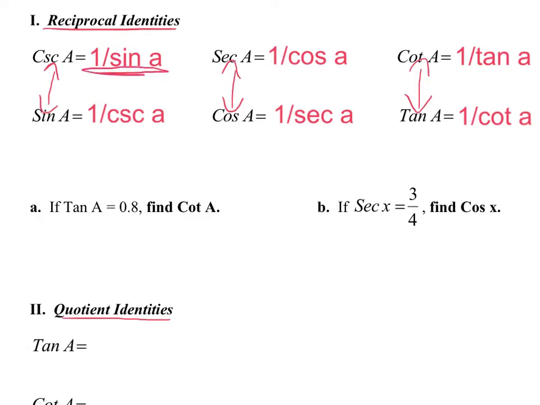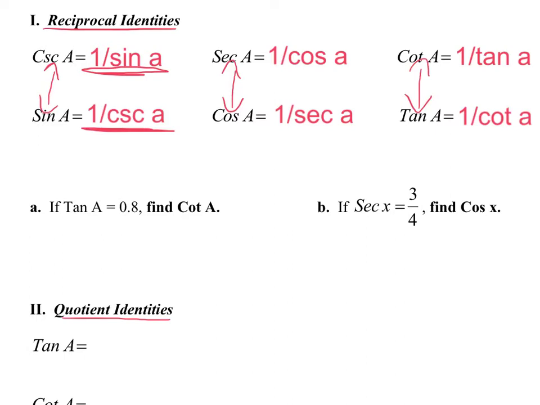I could rewrite cosecant as 1 over sine. I could rewrite sine as 1 over cosecant. And the same holds true for all the other ones, right? 1 over cosine is secant, 1 over secant is cosine. I could say 1 over tangent is cotangent, or 1 over cotangent is the same as tangent. Now, using that, if I have a trig value of one of the trig functions, I could get the reciprocal very easily by just doing 1 divided by whatever that trig value is.